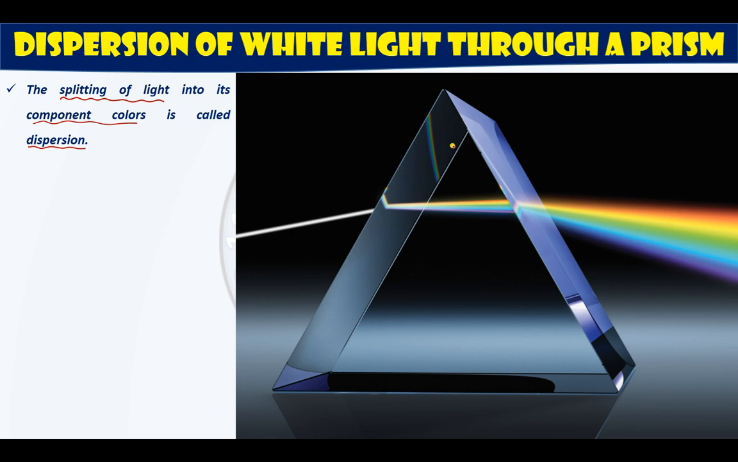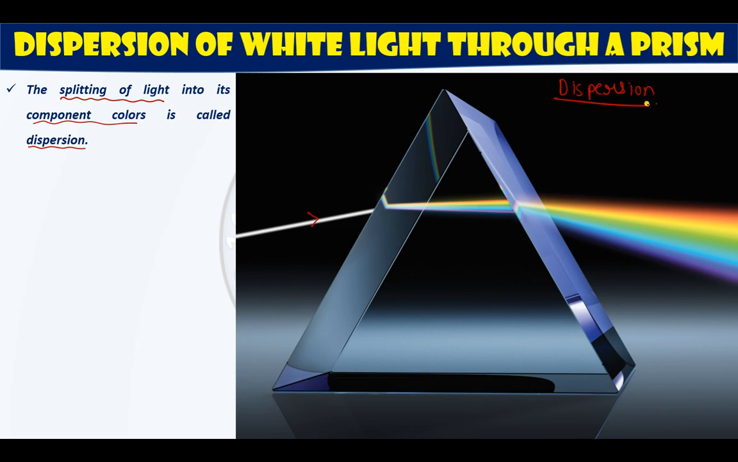This is a prism. This is white light or normal light. It is incident over here. It gets refracted, but also it is split into 7 different colors. Right? And these 7 different colors come out over here. This splitting is known as dispersion.